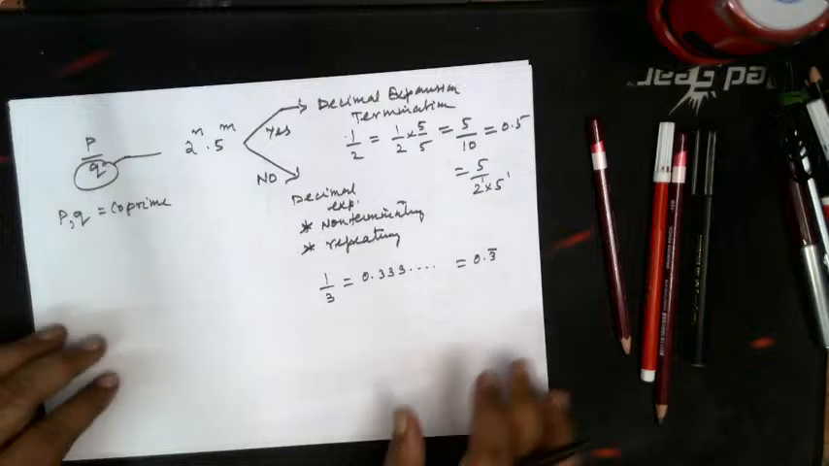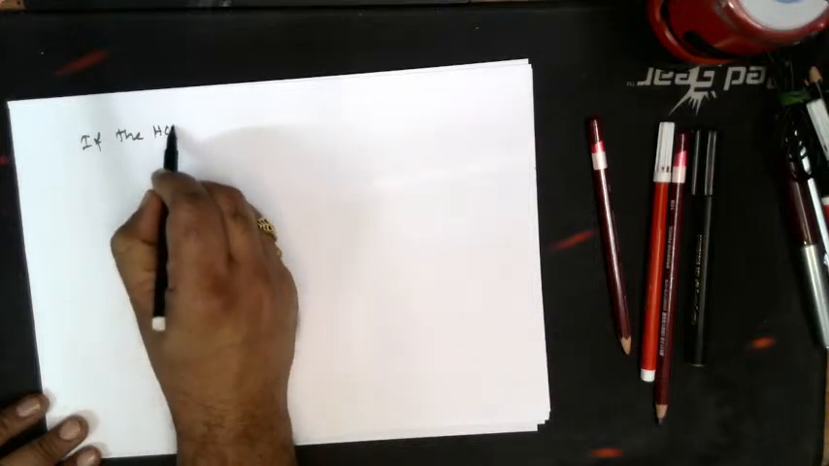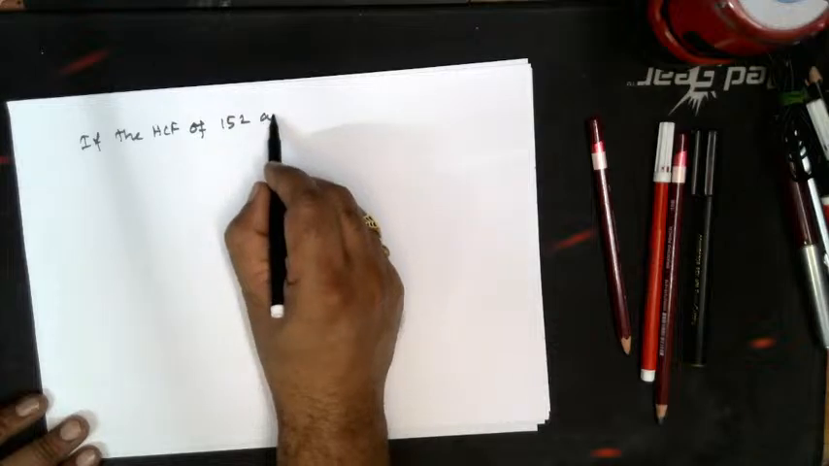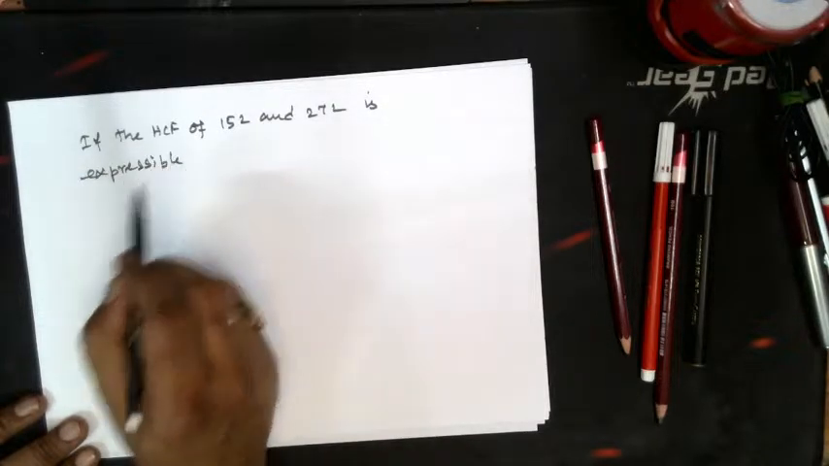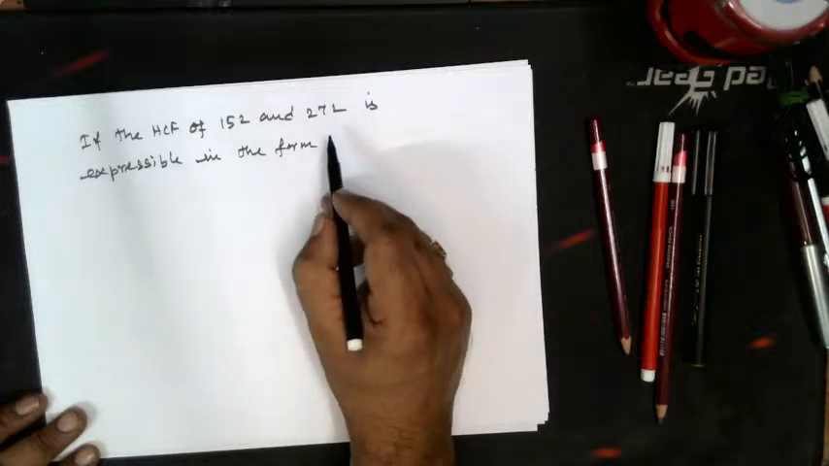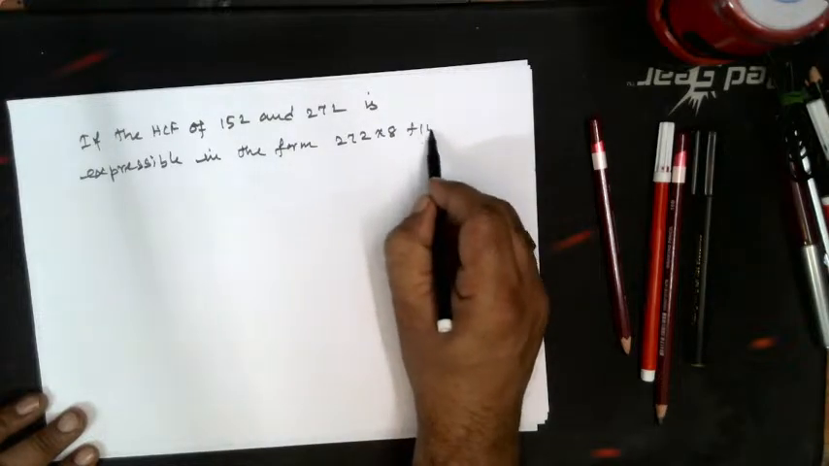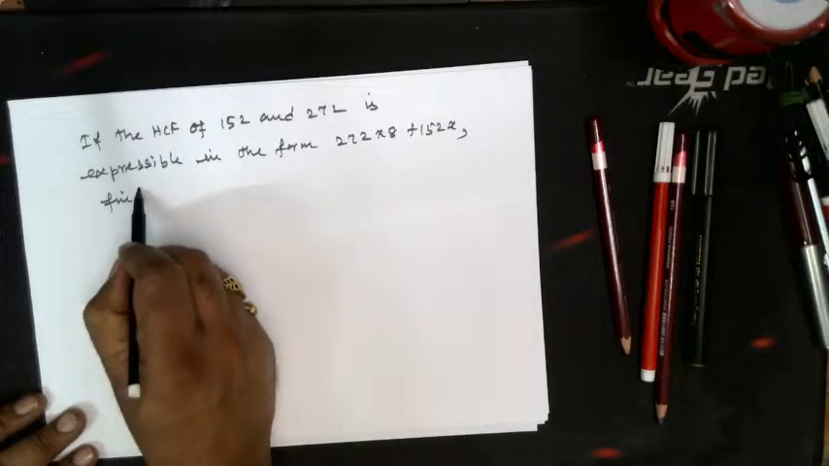Let us discuss another sum. Take down. If the HCF of 152 and 272 is expressible in the form 272 into 8 plus 152x, then what is x, or find x.